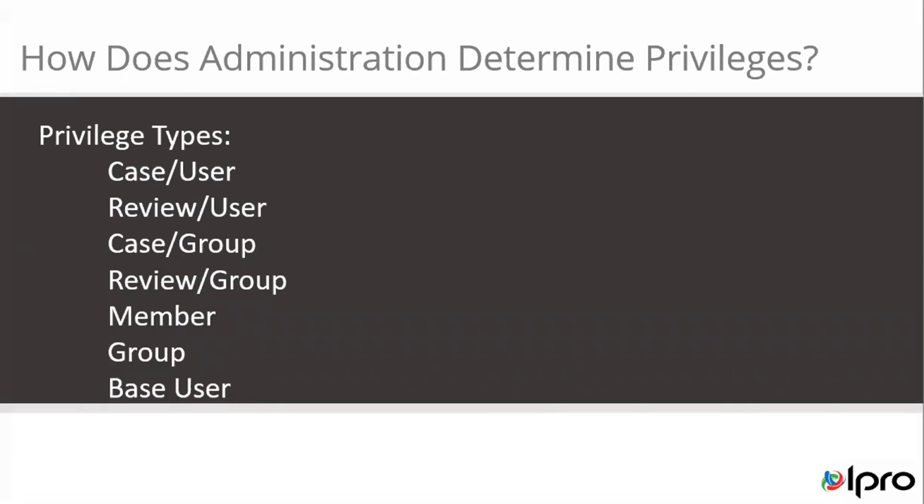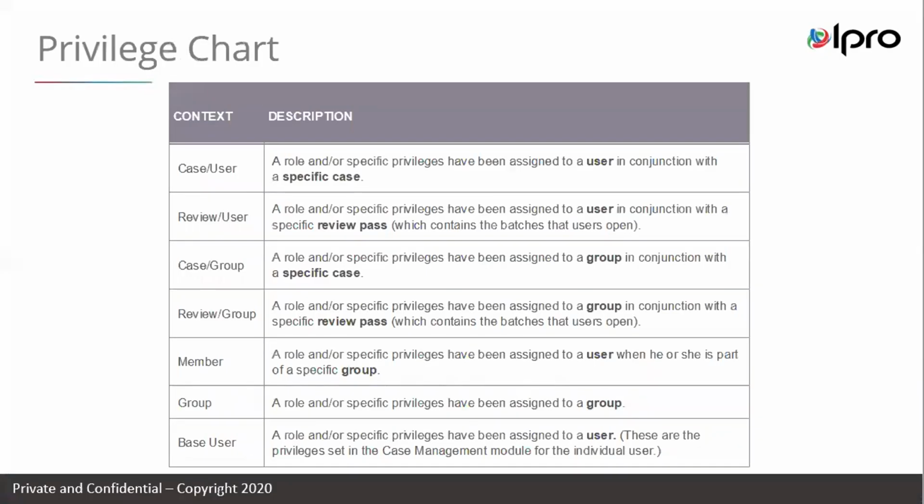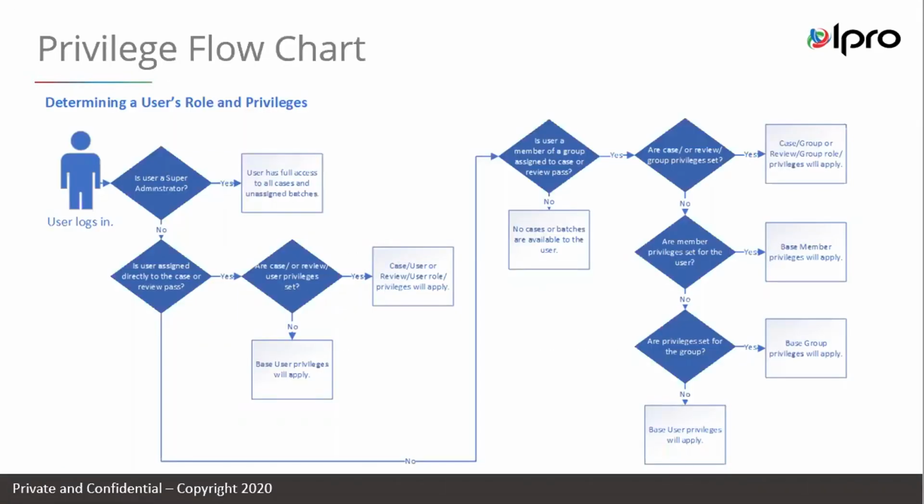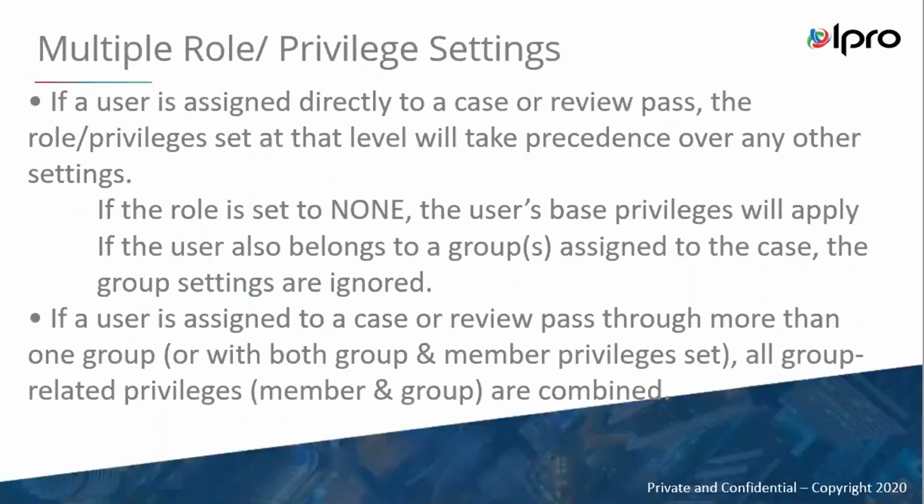Case management uses the following privilege types, along with the security determination flowchart shown later in this lesson, to determine which privileges will apply. The following table lists privileges governing privilege types. This flowchart demonstrates how case management determines which privileges to use when a user has been assigned to a case or review pass. When the user is assigned in more than one way, the following criteria are used to determine which privileges the user will have.